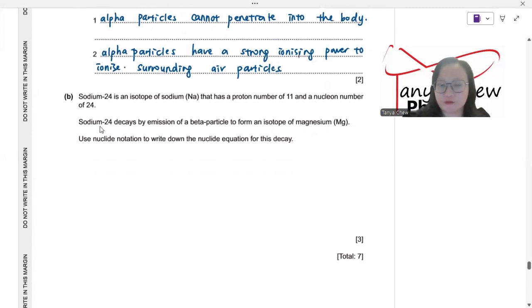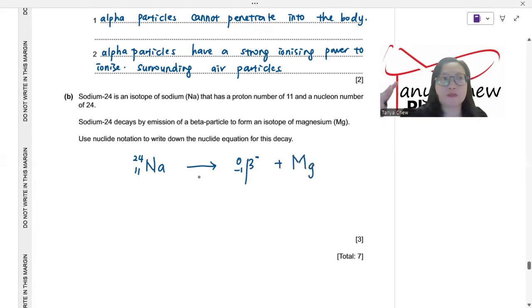and nucleon number of 24. Sodium 24 decays by emission of beta particle to form an isotope of magnesium. Use nuclide notation to write down the nuclide equation for this decay. So sodium 24, they have already given you 24, proton number is 11, Na decays to form beta particle, beta negative, to form magnesium. So to check magnesium, you balance the nucleon number. 24 is equal to 0 plus 24. And 11 is equal to negative 1 plus 12. That's it.